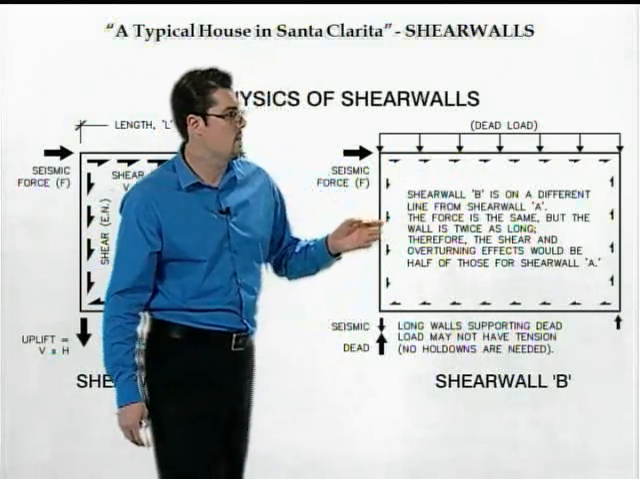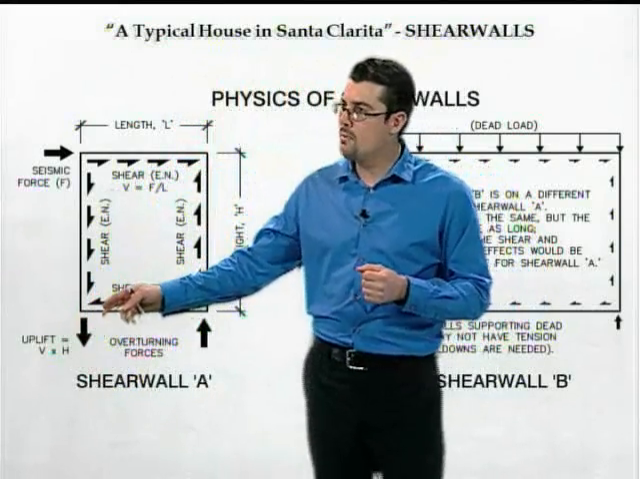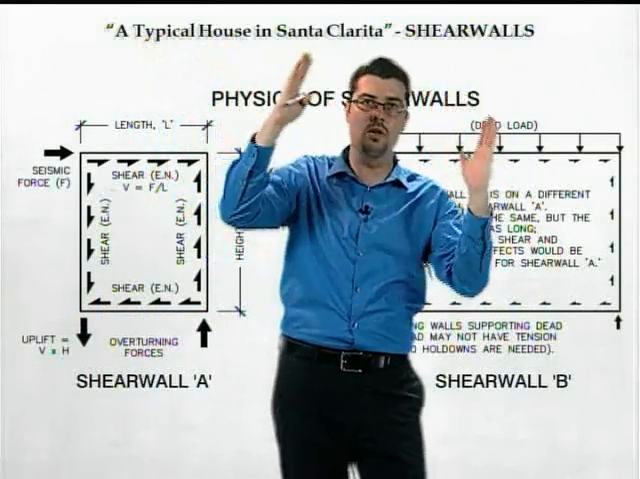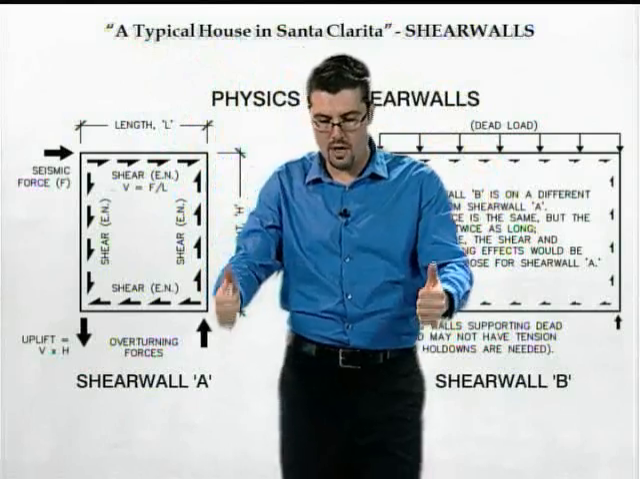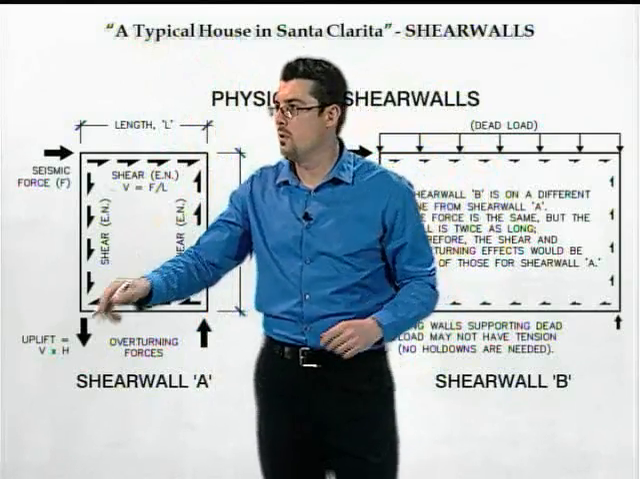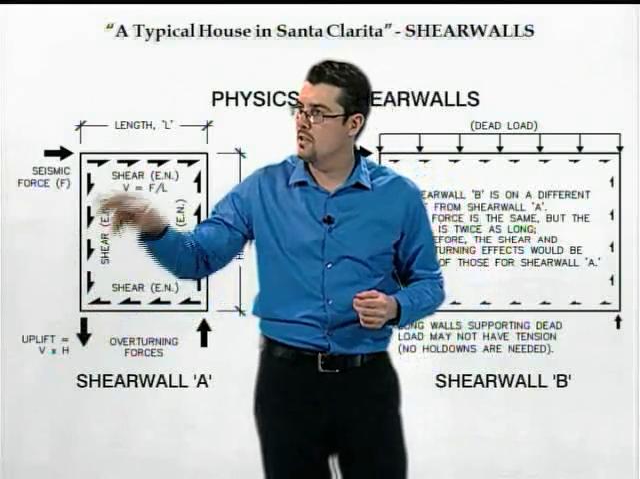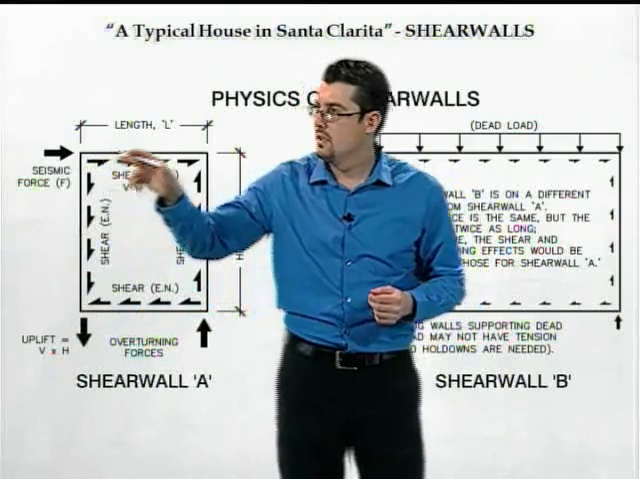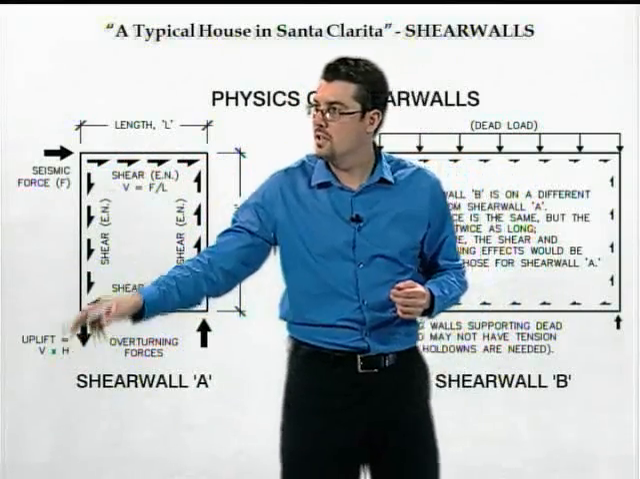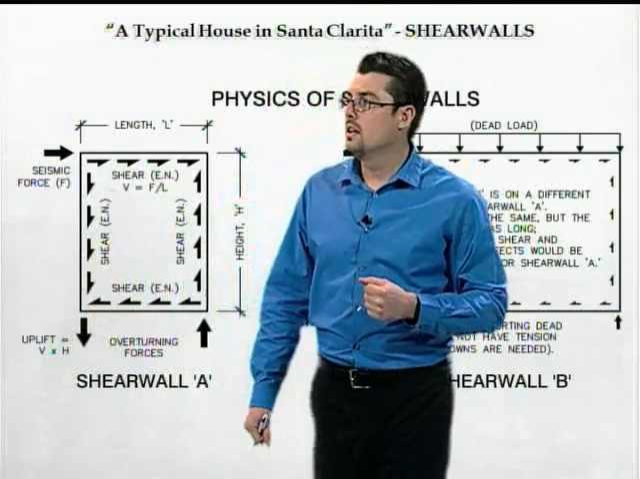Another thing that's interesting to notice is the overturning forces on shear walls. If you think about the physics of how a shear wall works, when I push at the top, the wall wants to rock. That rocking force creates tension and compression on either side of the wall, indicated by these arrows. And that's simple to calculate. It's just the force F times the height divided by the length. Or even simpler, it's the shear per foot times the height. It gives you the same answer.